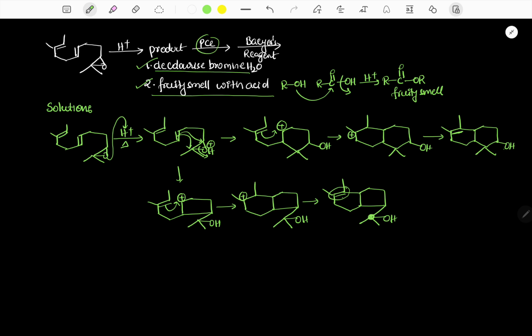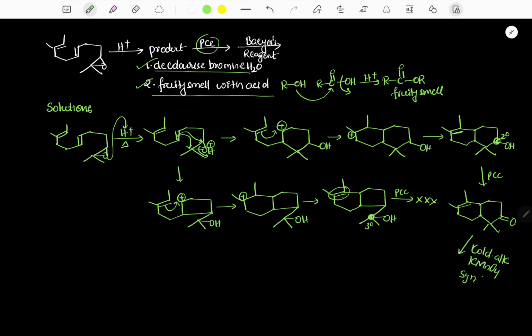But PCC, so if I add PCC, it is a tertiary alcohol. We know that tertiary alcohol has no oxidation. But if I add PCC here, it is a secondary alcohol. Secondary alcohol undergoes oxidation and forms the corresponding ketone. Now the product is treated with Baeyer's reagent. Baeyer's reagent is cold alkaline KMnO4.